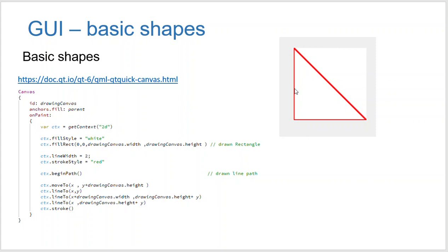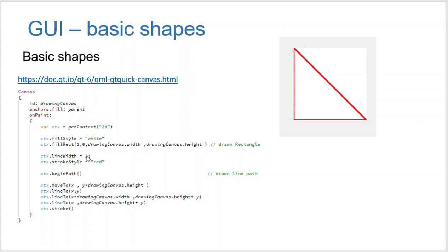So what we are doing here, we are drawing the rectangle with the white color, and then we are drawing some lines here. So here we are defining the color, the fill style color, and then we are drawing that rectangle there. We are filling that rectangle with the white color, and here is the choice for that. Then we'll start drawing the line.